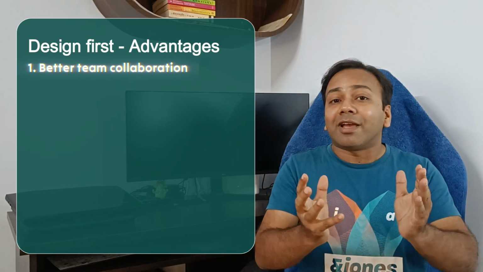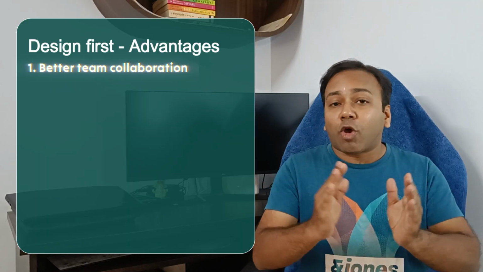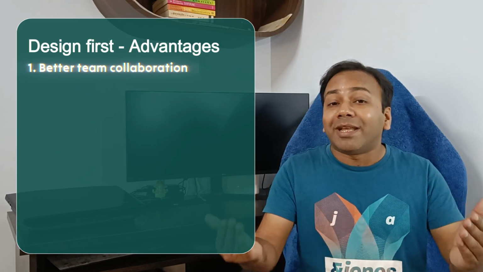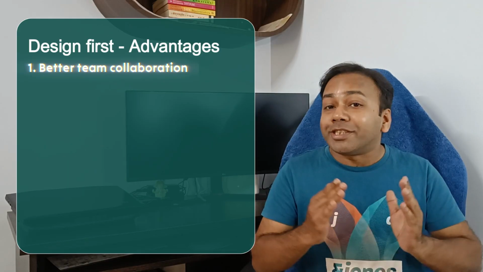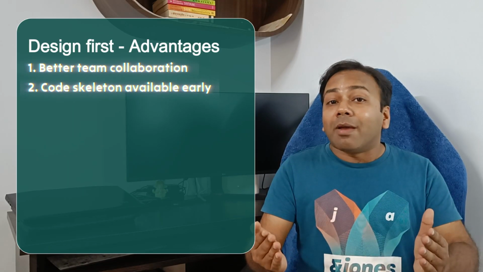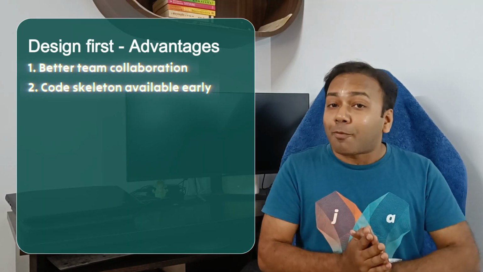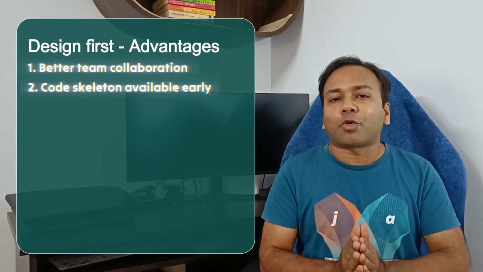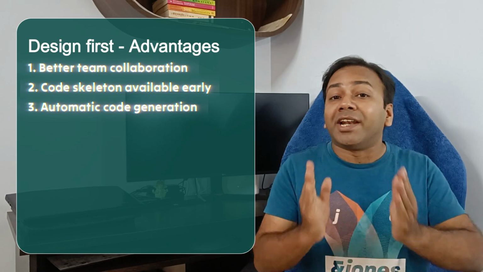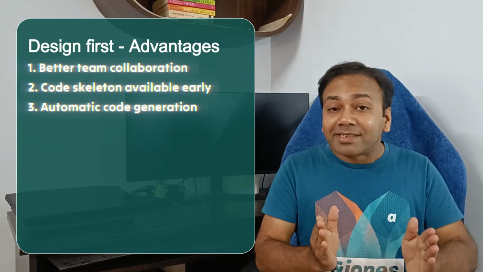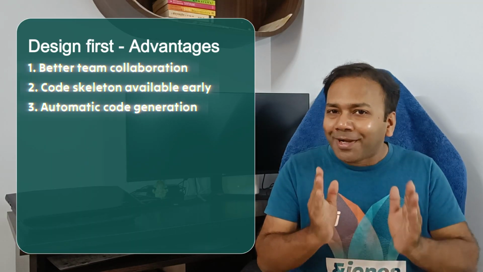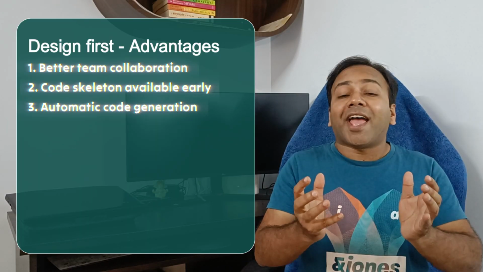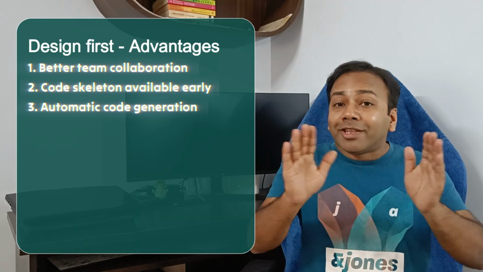So here is a good benefit that you are getting by optimizing the time and the productivity of all the teams that are involved in development. As I told, the code skeleton is readily available early in the phase of your software development lifecycle. One of the best parts of the design first approach is that you can generate code from your API specifications by using other tools. Automatic code generation helps us reduce errors and have better collaboration between all the teams that we are working with.